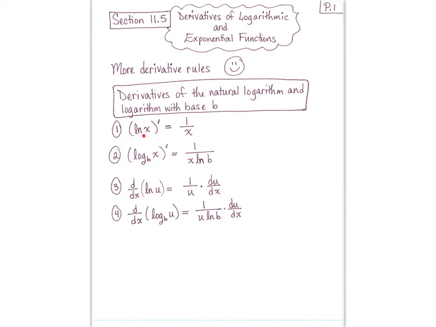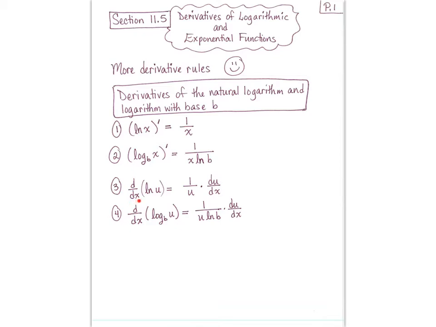This is called the natural log of x. Prime means derivative. The derivative of the natural log of x is equal to 1 over x. The derivative of log of x base b is equal to 1 divided by x times the natural log of b.